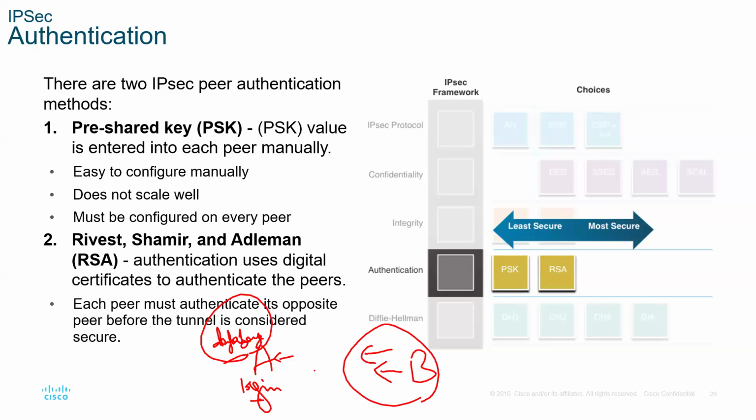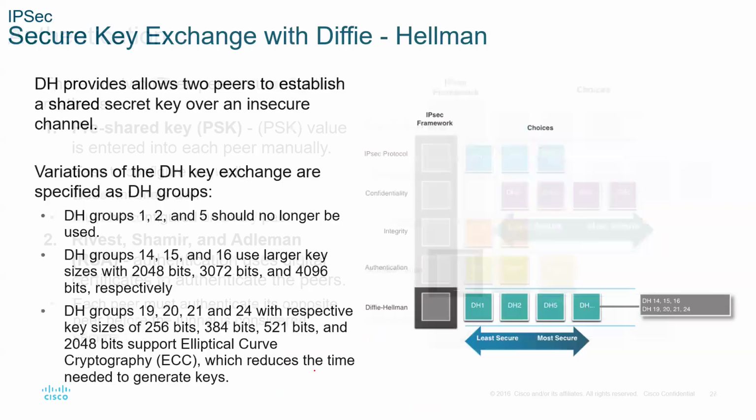And CCNA doesn't require us to go very deep. But if you want to do network security, for example, I think you're going to do it later. At this level, you just have to know the algorithms used for authentication, RSA and PSK. The last one is key exchange. Those are algorithms used for sharing a secret key over an insecure channel.